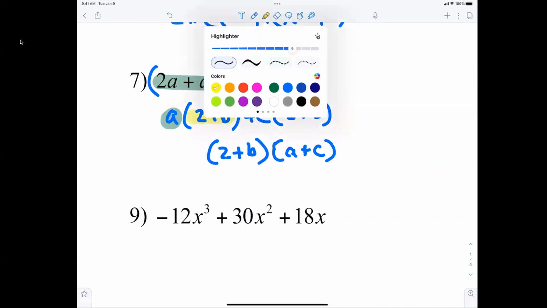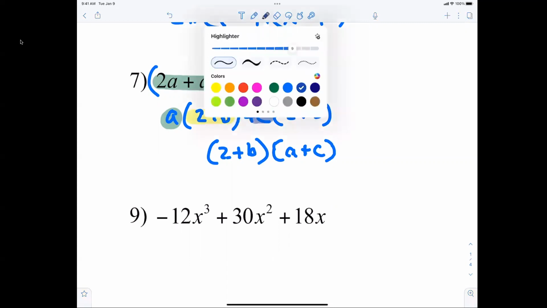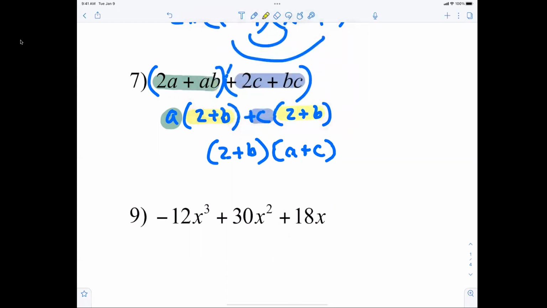Then I'm looking at what's common. C, and you, okay. Right. And then once again, the 2 plus b is common. So the 2 plus b is pulled out, and the a and the c are left right there. Better? All right, we got lots of practice.